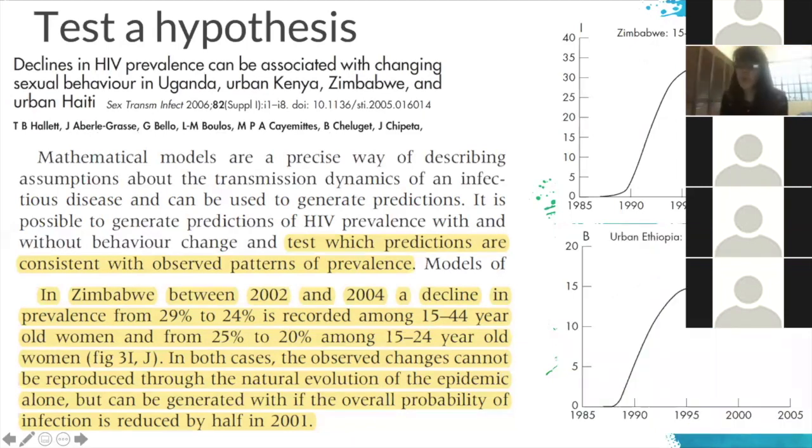And this is contrary to what was observed in other countries, such as urban Ethiopia, where actually we could have observed this decline independently of a change in behavior, which does not mean that there was not a change in behavior, but this cannot be proven through mathematical modeling.